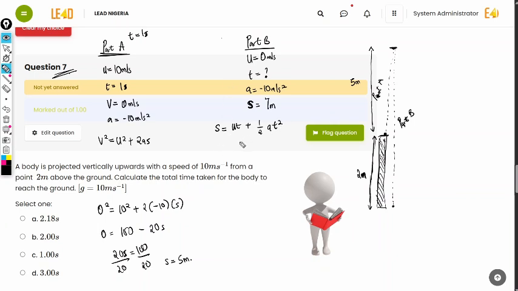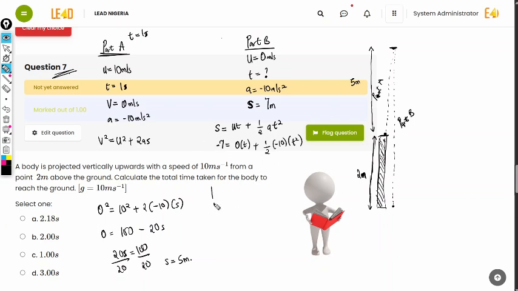S is 7, so we can just plug in, right? S is 7 is equal to u is 0, so 0 times t plus half times minus 10 times t squared. If I'm taking my acceleration as -10, that means my displacement will have to be -7, because the object is falling down. So just to point that out.